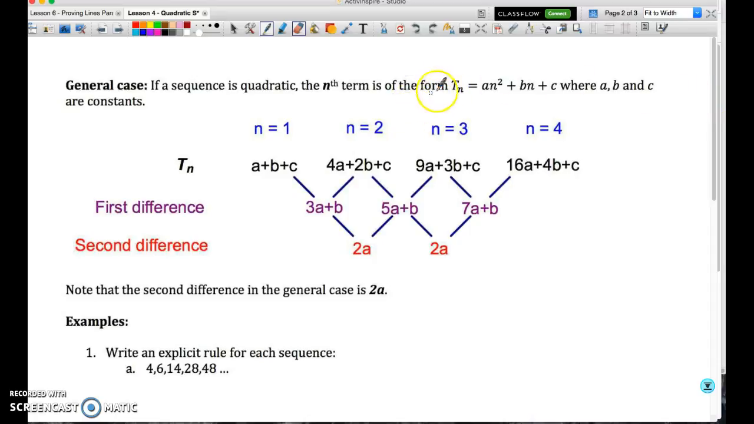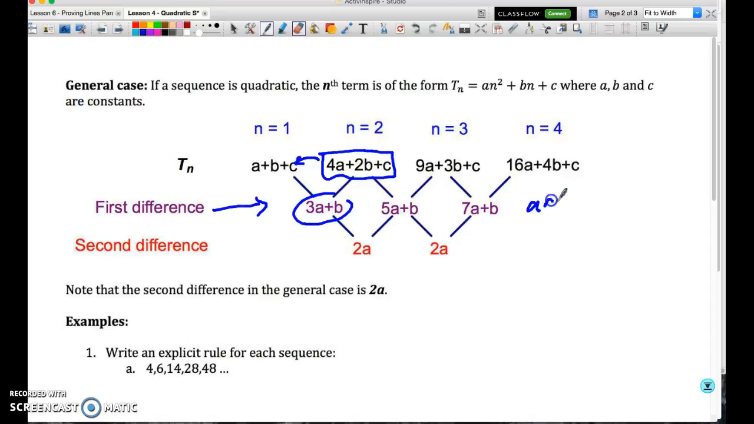And so if we set up a difference array here for the general form of the equation, we're subbing in 1, 2, 3, and 4 to produce the a plus b plus c, 4a plus 2b plus c, etc. And we're going to generate the difference array using the general terms. And so 3a plus b is obtained by taking this term in the sequence and subtracting the previous one, just as we would do with a numeric sequence. And what we find is we get our row of first differences.